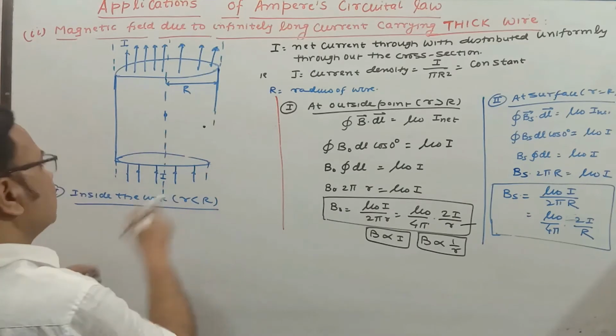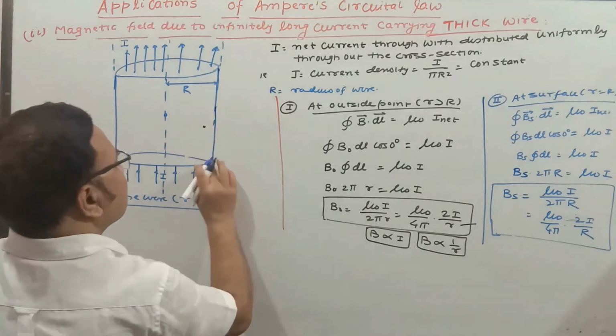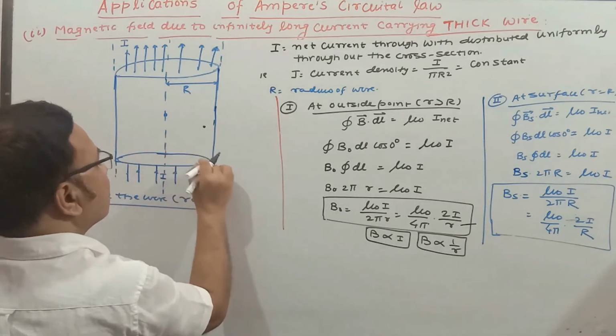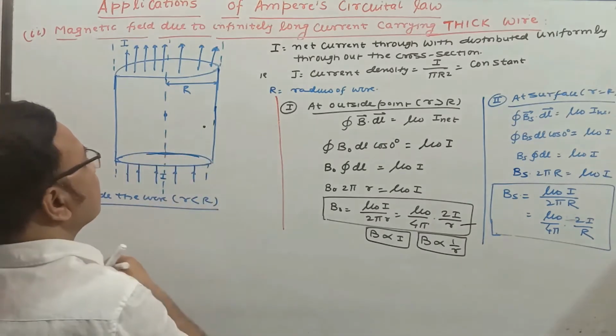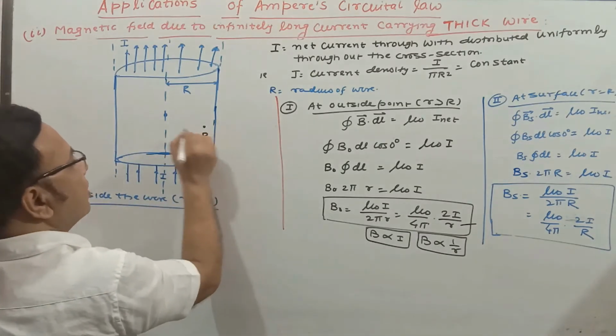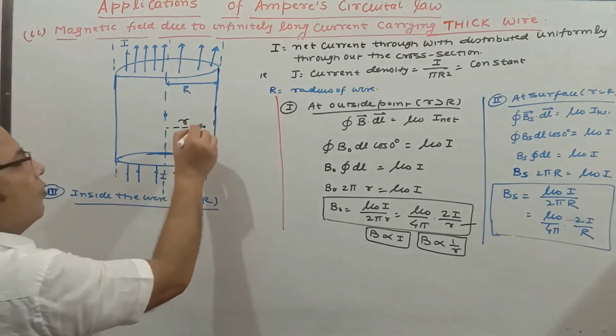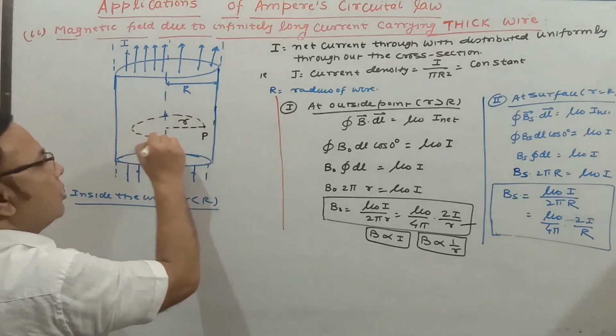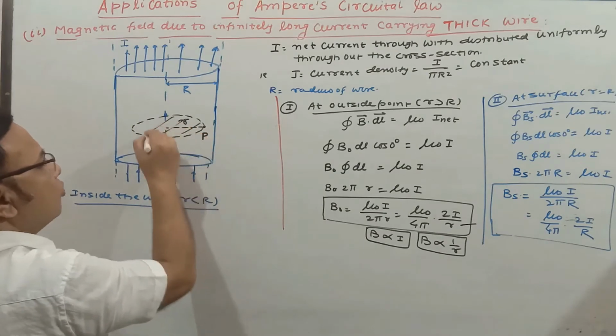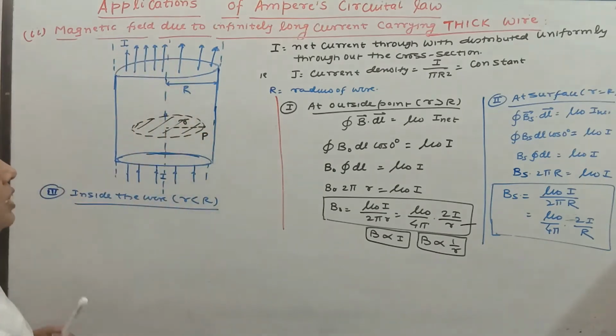This point P is inside the wire. It is at radius small r, less than capital R. Once again we draw an Amperian loop of this radius. This is the area through which we have to find out the net current.